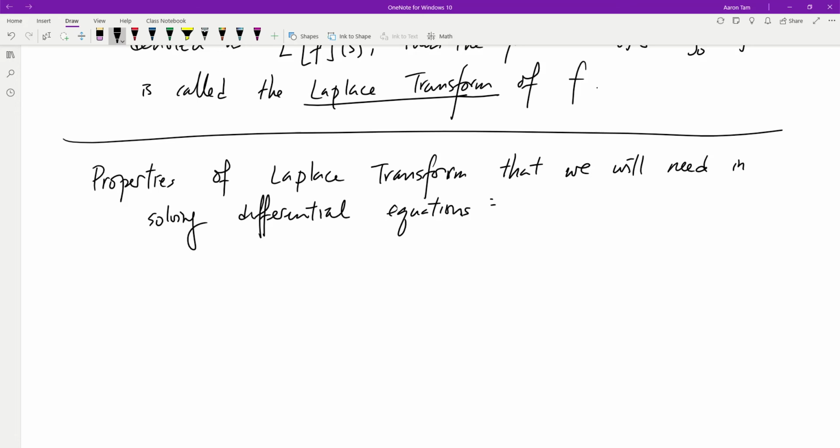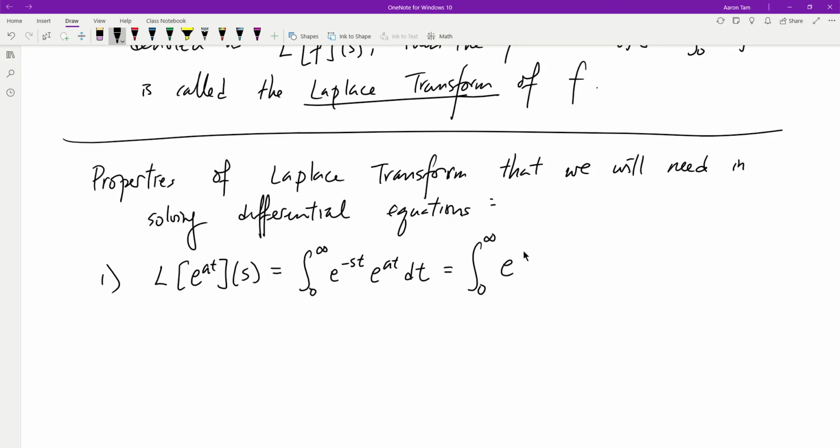So the first one is probably this one. The first property is: what happens if I put in an exponential function e to the at? What is that equal to? Based on the definition, it is actually equal to this. Now the question is, what is this improper integral actually equal to? Actually pretty simple. So that basically is equal to the integral from 0 to infinity of e to the (a minus s)t dt.